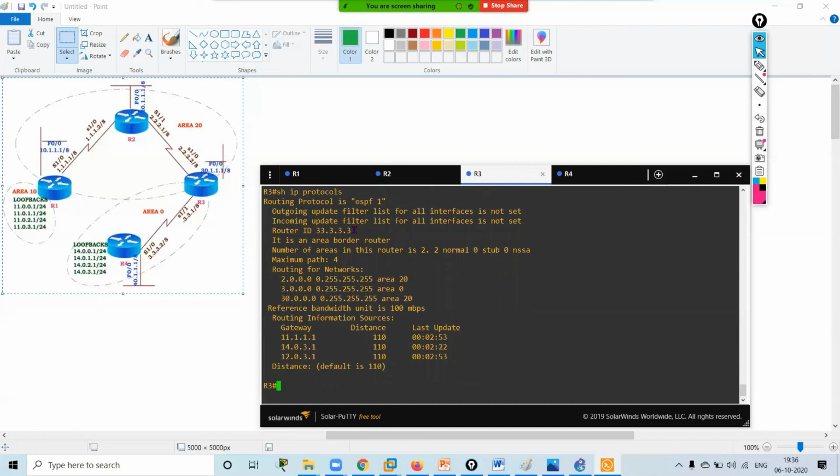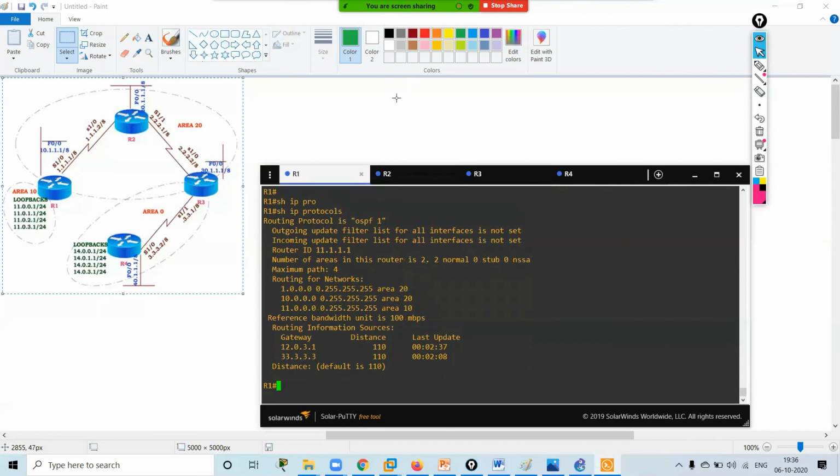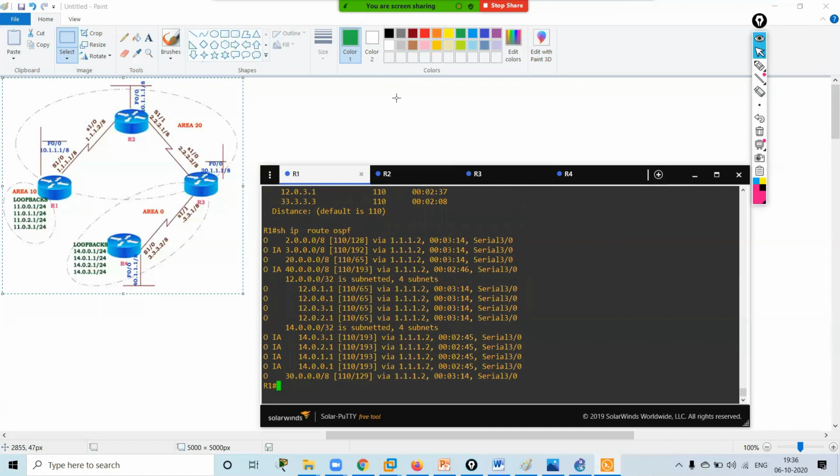Once we just verify, one second. Okay. On R1, we can see the route for the R4 router interfaces, like 40, yes, because it is in area 20. See, on R1, I have advertised these routes in area 20. So area 0 routes will be advertised in area 20. Okay. Understood? It is directly connected to area 0. So they will be advertised in area 20.